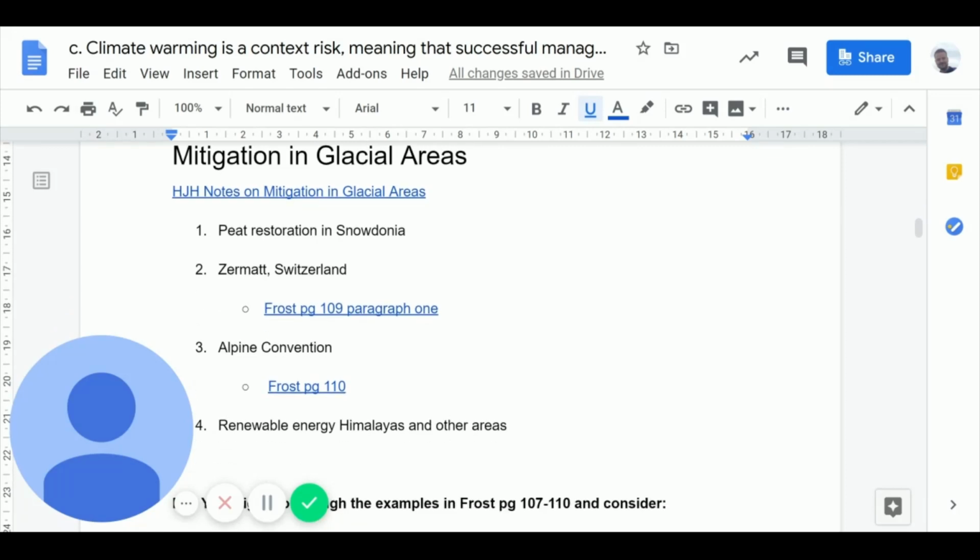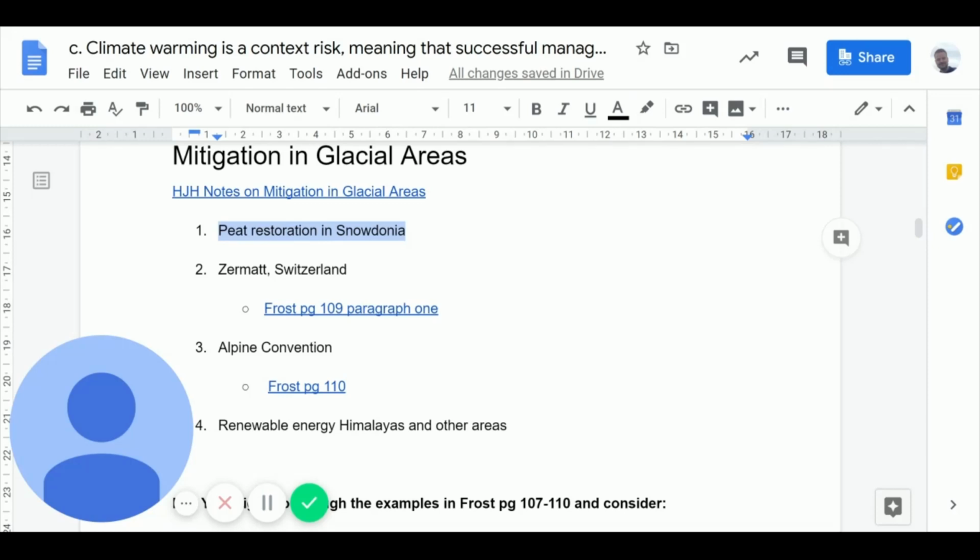In terms of glacial areas, these 4 areas are a good place to start. You may already have notes on this in terms of management anyway, but restoring peat in Snowdonia would mean it becomes a big carbon sink. If you restore it, it actually takes carbon in. If you maintain it, it keeps the carbon stored. The worst thing we can do is let that peat dry out because of climate change. It starts to rot and releases its greenhouse gases.